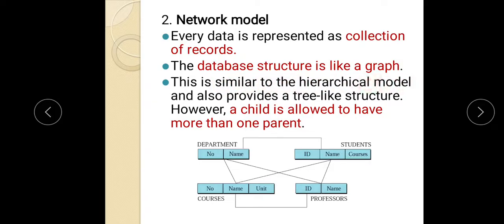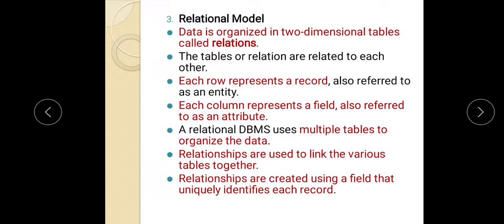This is similar to the hierarchical model and also provides a tree-like structure, but what is the relaxation here? A child is allowed to have more than one parent. That was not permitted in the hierarchical model. Clear? So this is called a network model. It is a more relaxed model compared to the hierarchical model. In the hierarchical model it was very difficult to access and store, but here it is very easy. Clear?